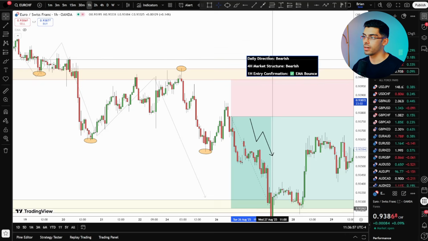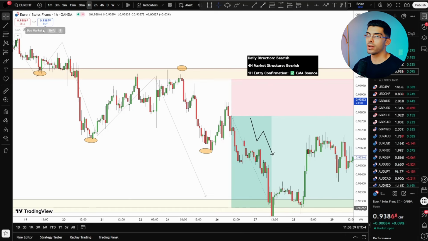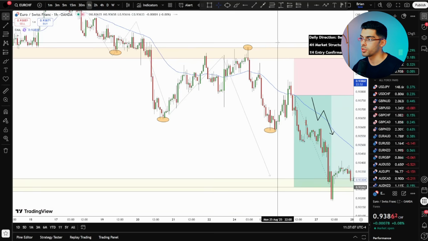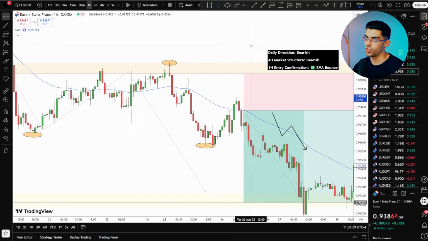Now basically we just go down into the 1-hour time frame. We look for an entry confirmation, which in this case was the EMA bounce. So I'm going to turn on the EMA right here. And as you see, the market bounced off of the moving average perfectly. And that's where I entered.